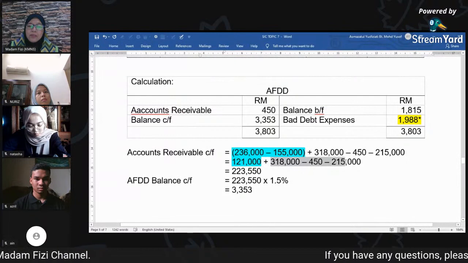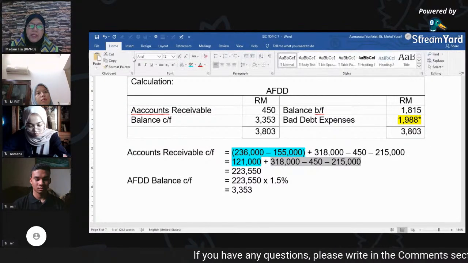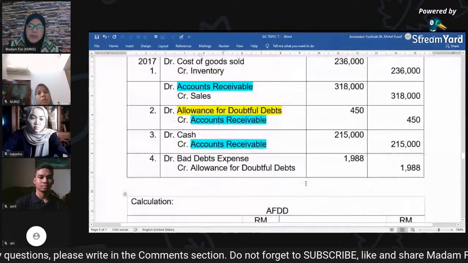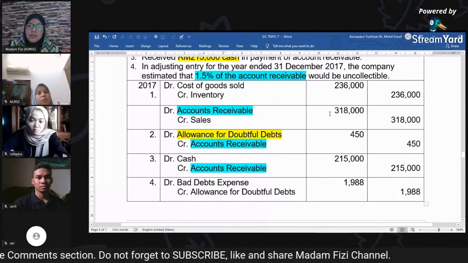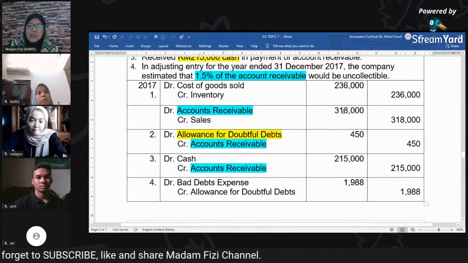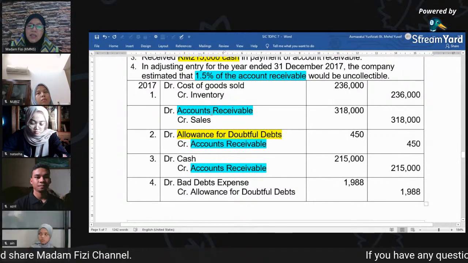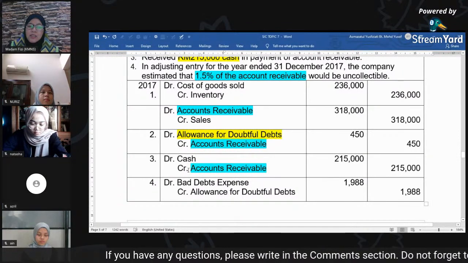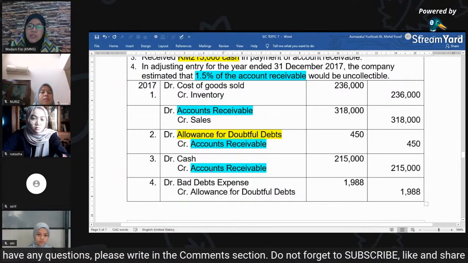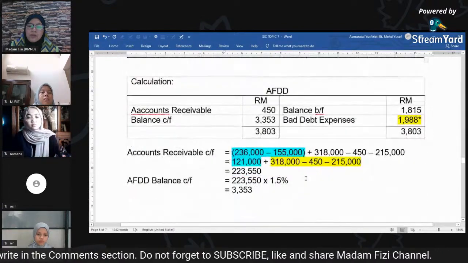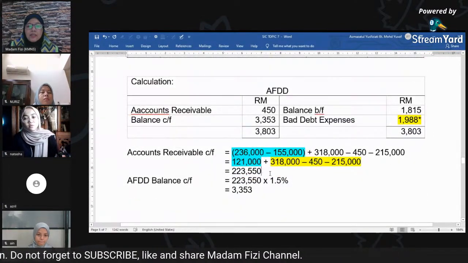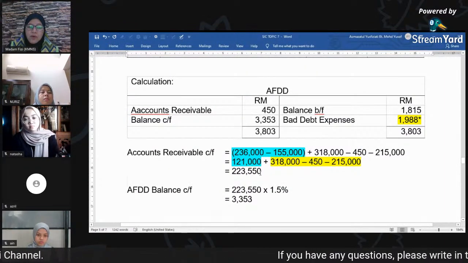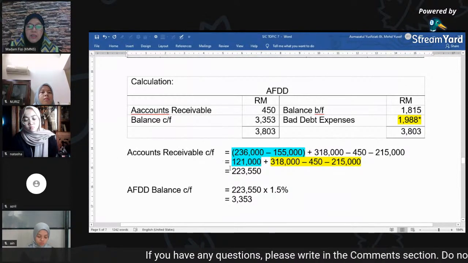Okay, where do we get these from? We get them from the new journal that we have made. This one. Okay. 318,000, the one I highlighted in blue. 450, because it is a credit, we minus. And then 215,000, because it is also a credit, we minus. Okay, now you get 223,550 for accounts receivable carry forward.